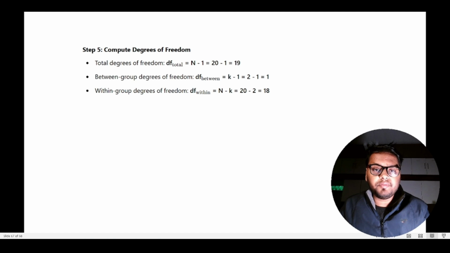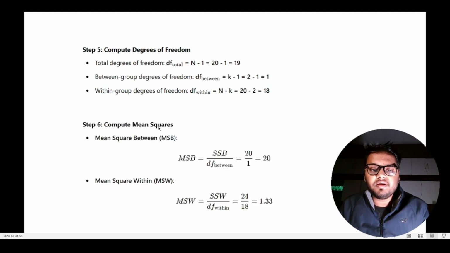After this, I am going to compute the degrees of freedom. The overall number of samples we have is 20, so 20 minus 1 equals 19. Next, I am going to calculate the between groups degree of freedom, which is k minus 1. So 2 minus 1 equals 1. Here k is your 2 students. The within groups degree of freedom is n minus k, which is 20 minus 2, 18. After that, I am going to compute the mean square.